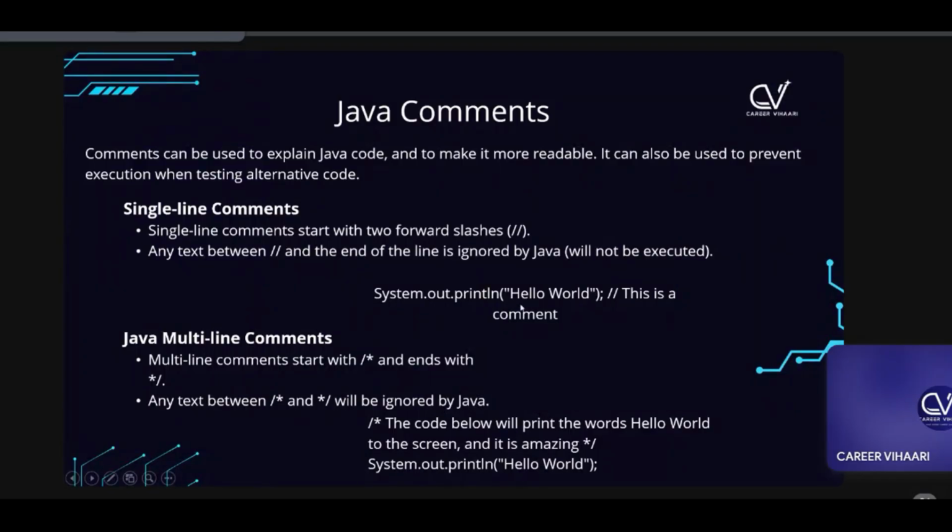System.out.println hello world will be executed, but slash this is a comment will not be executed, because Java will think this is a comment. Okay, multi-line comments. Using double slash, we can only comment a single line. We cannot comment 2 or 3 lines. To comment 2 or 3 lines, we'll be using multi-line comments. Its syntax is a forward slash followed by an asterisk, and then it will end similarly. Okay, this is the syntax of multi-line comments.